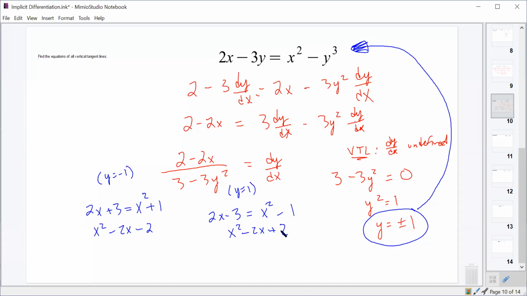And how do we solve those? Neither of them factor nicely, right? So it's either the quadratic formula or completing the square. Probably easier to just complete the square on them. So we'll do that here first. This is x squared minus 2x equals 2. And then what do we need to add to both sides?